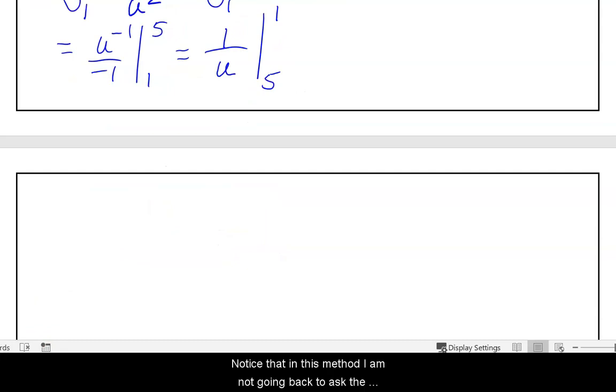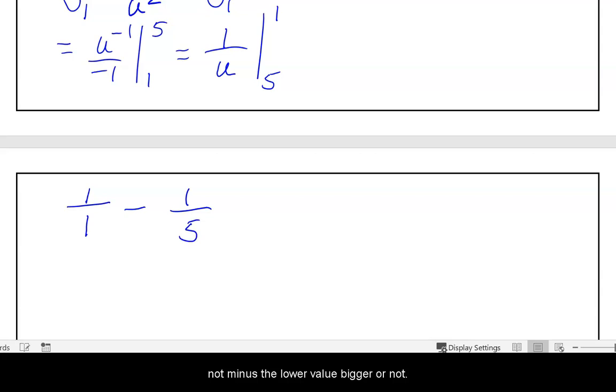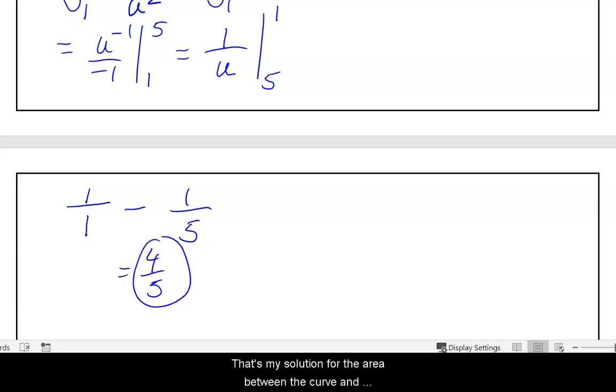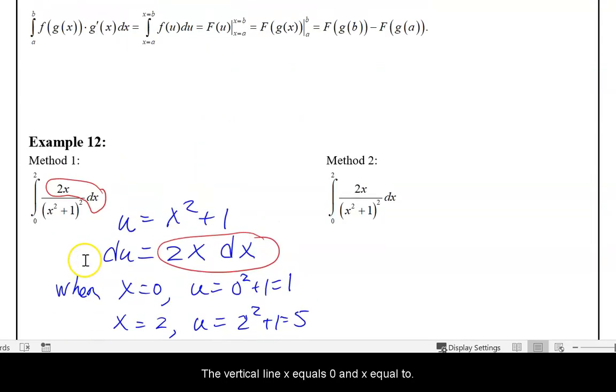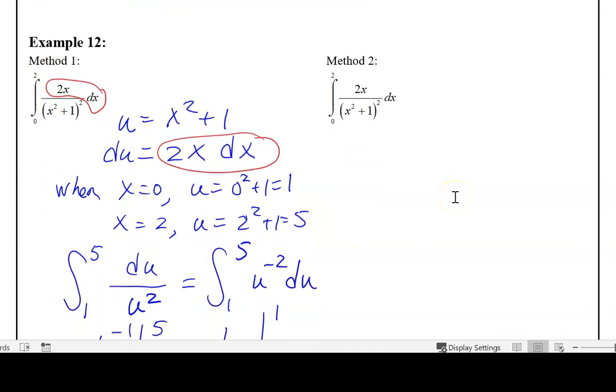Notice that in this method, I am not going back to x. The 1 and the 5 are actually u values, not x values. Now I do the substitution and subtraction in the order it's now written, always the upper value, whether it's bigger or not, minus the lower value, bigger or not. 1 minus 1/5 would give me 4/5. That's my solution for the area between that curve and the x-axis and between the vertical lines x equals 0 and x equals 2. Let's look at method 2 now.